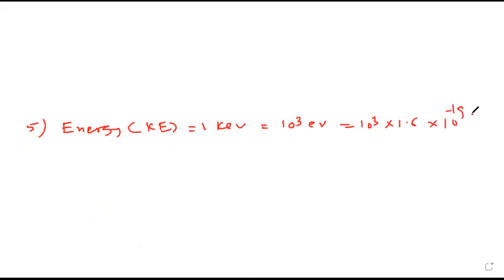An electron with energy, that means actually kinetic energy, 1 kilo electron volt. This is nothing but 10 raised to 3 electron volt. That means 10 raised to 3 into 1.6 into 10 raised to minus 19 joules. It enters a uniform magnetic field of 3 millitesla, so 3 into 10 raised to minus 3 Tesla. What is the radius of this circular path?